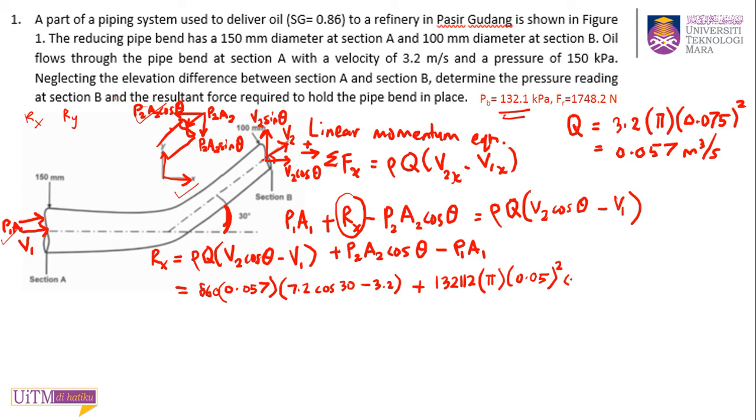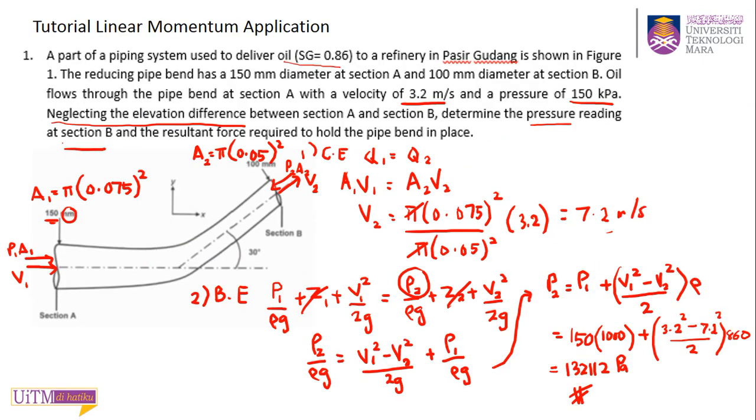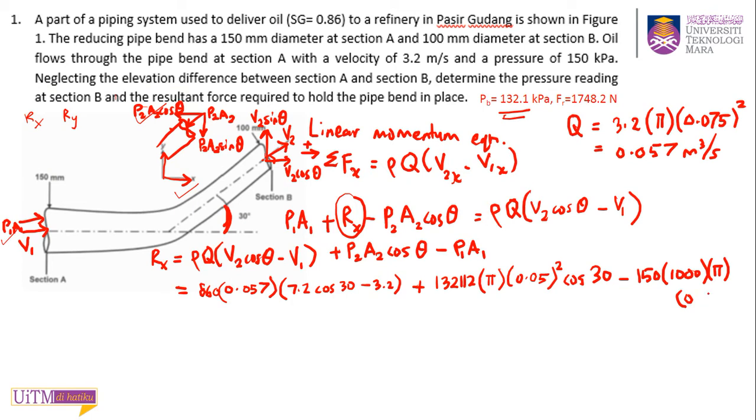Cos 30, minus P1. P1 earlier was 150,000, 150 times 1000, times A1. A1 is pi times 0.075 squared. It's long. So can someone calculate this? Multiply this, add this, multiply this, subtract this, multiply this. I have already put in all the values. What is the value of Rx?